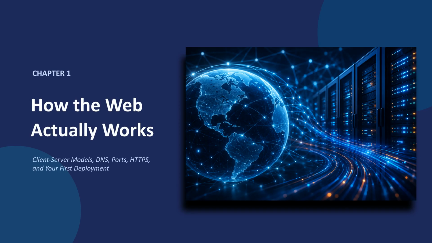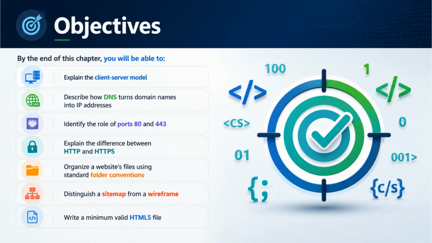Welcome to Chapter 1. Every time a web page loads, your computer and a server somewhere else in the world run through a fast, multi-step negotiation. By the end of today, you'll understand every piece of it well enough to eventually build the thing on the other end. We'll cover the client-server model, DNS, ports, HTTP versus HTTPS, and close by getting a real file live on the internet. Quick roadmap before diving in.